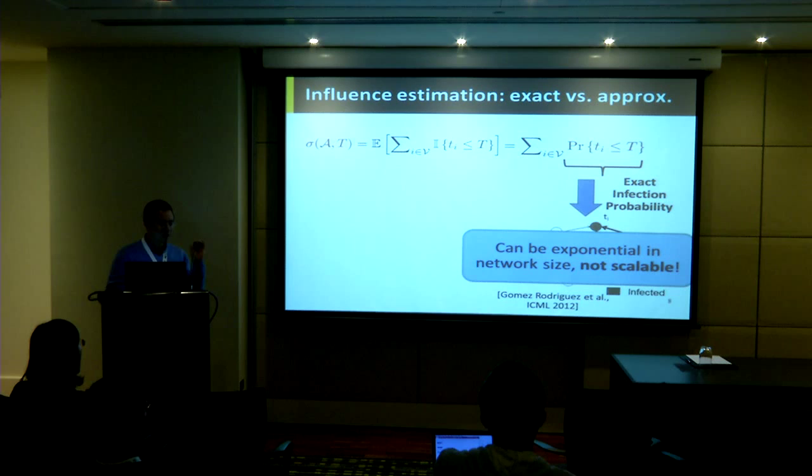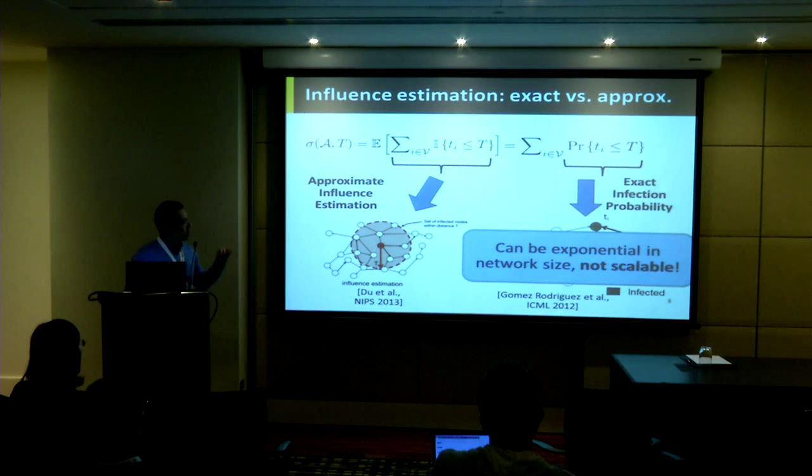What I'm going to focus on today is to give you some high-level idea of how you actually design an approximate algorithm to compute this influence by using this alternative view of the influence, okay? If you have any question in the middle, just let me know, okay?